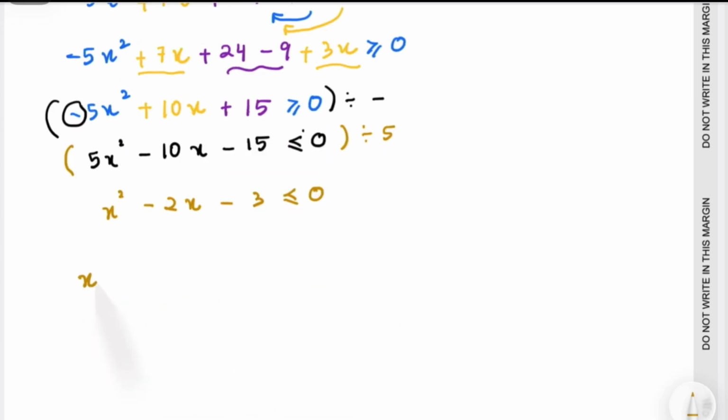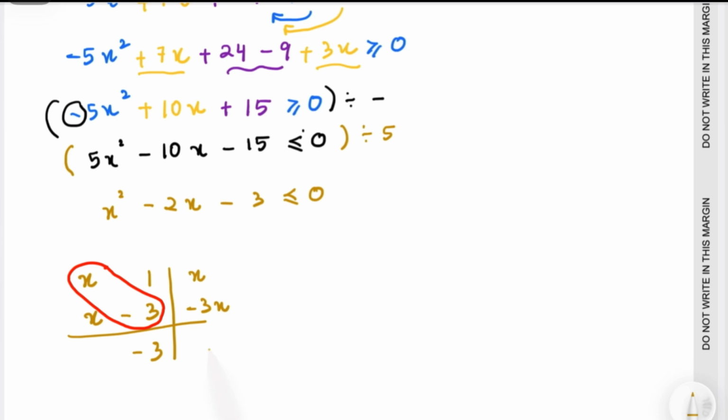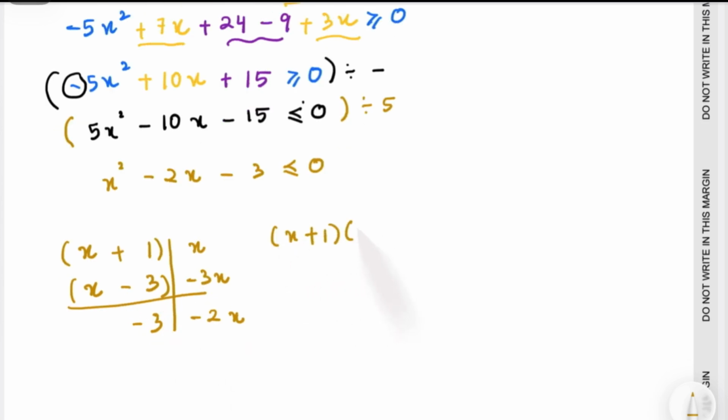To factorize this, first I will write x on one side and think of two numbers that when multiplied will give me negative 3. So 1 times negative 3 will give me negative 3. If I add those two numbers, I'm going to get the middle part, which is negative 2. x times 1 is x and x times negative 3 is negative 3x. Adding those must be equal to the middle part, which is negative 2. Hence, our factors are x plus 1 and x minus 3, less than or equal to 0.